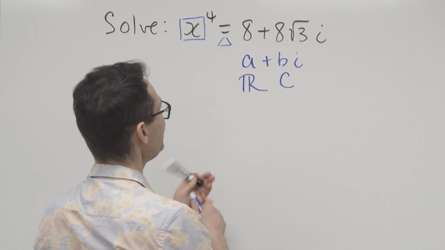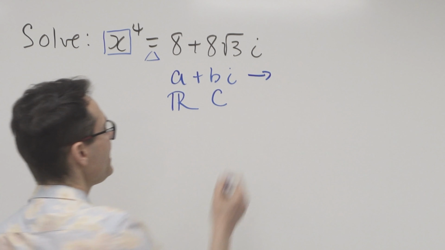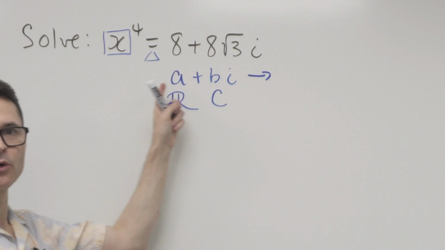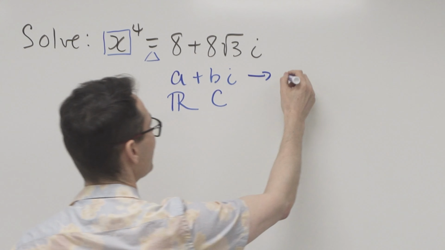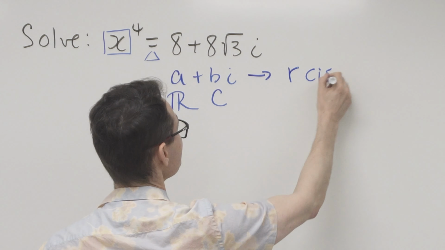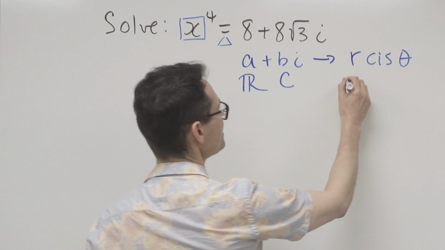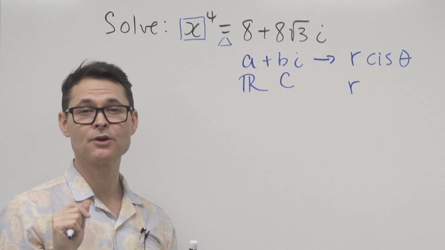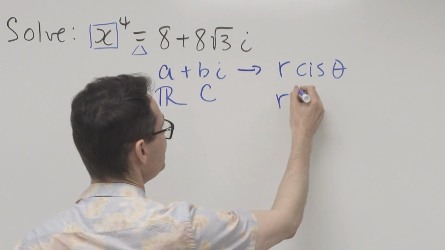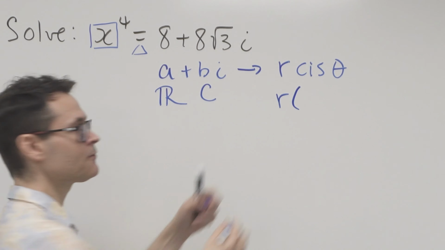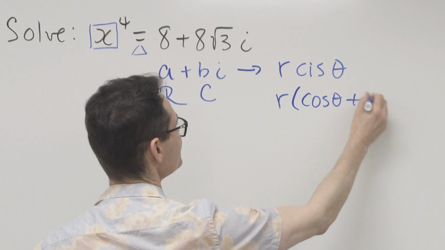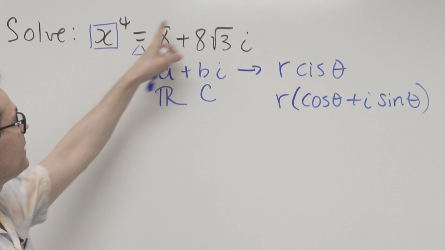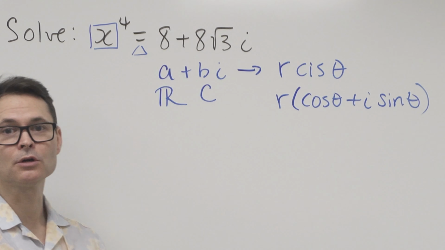I can take any complex number from Cartesian form and write it as r cis theta. What it means is r is simply the distance that the complex number is from the origin when we graph it, which we'll do. And this cis is just short for cosine theta plus i sine theta. I'm going to turn this into polar form.